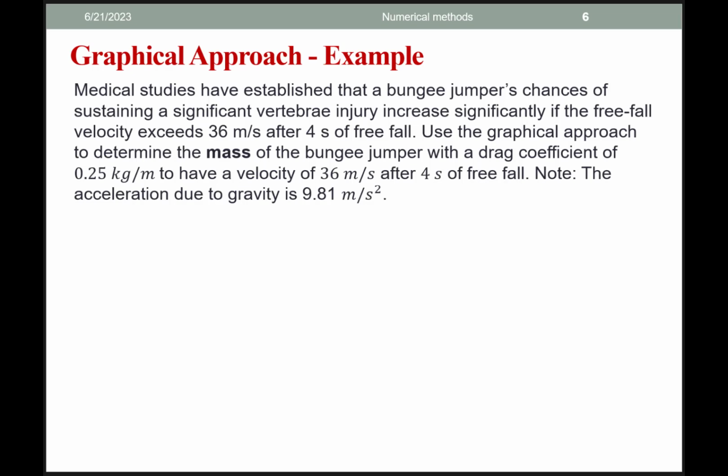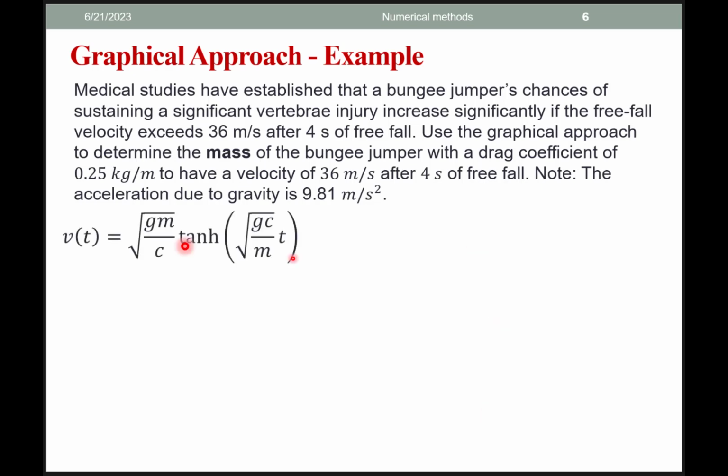So if you were a company running a bungee jumping business, you would want to know exactly what policy you should follow to minimize the injury of anyone doing the practice, which is bungee jumping. So what we're going to try to do is solve for the mass of the bungee jumper, given the drag coefficient, the velocity, the time, and the acceleration due to gravity, 9.81. What is the mass that would cause someone to reach this velocity after 4 seconds of falling?